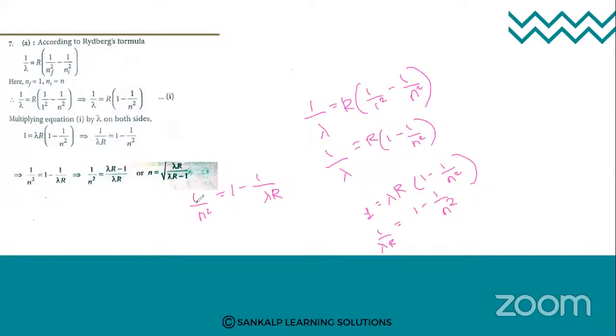So what we can do, take the reciprocal. So if you take the reciprocal and take the LCM, it will be lambda R divided by lambda R minus 1. As it is n square, n is equal to under root of that.